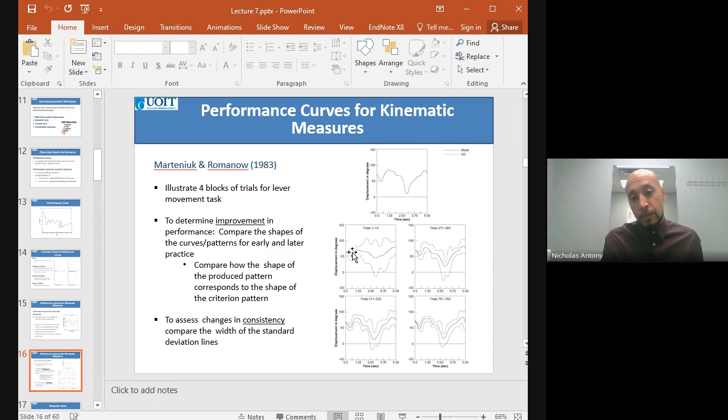So this is as they were first practicing. You see this huge variation. So not very consistent, and it doesn't really match. So they are inaccurate and they don't have consistency.